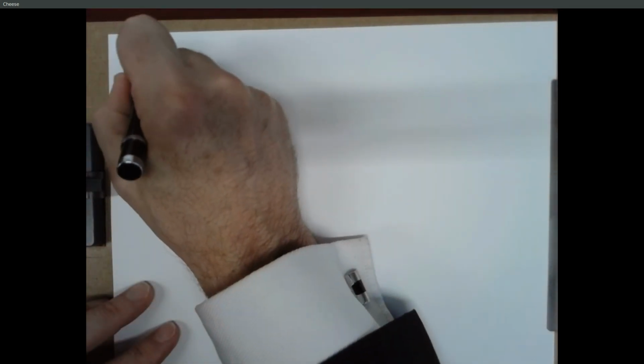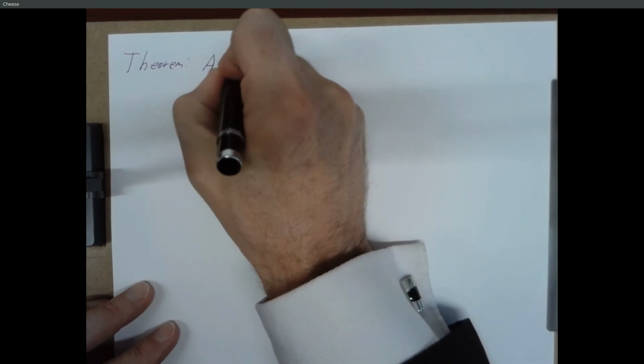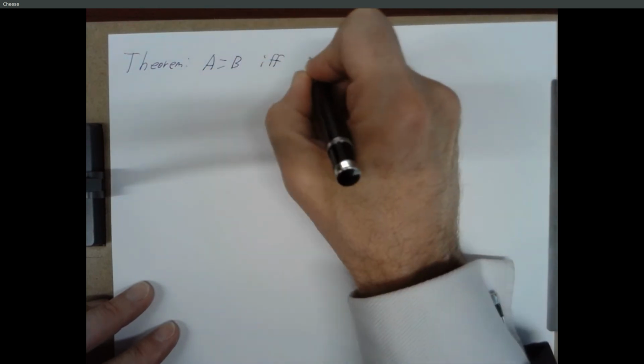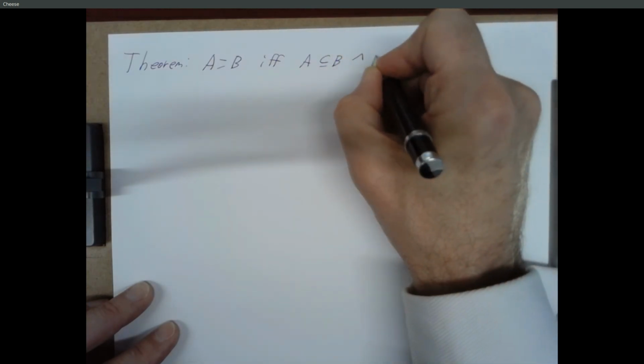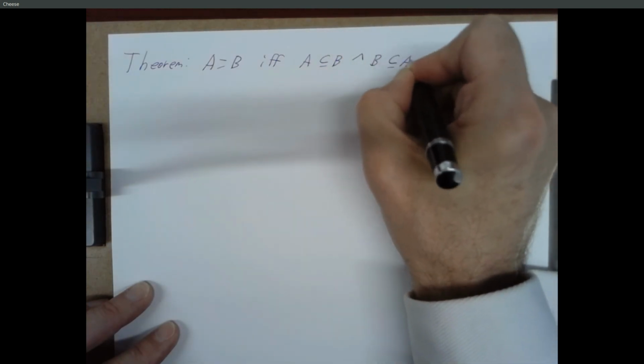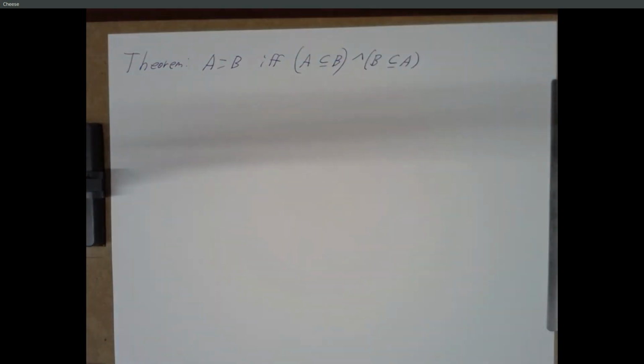Okay, let's do a theorem. Here's a fancy-ish looking theorem. A is equal to B if and only if A is a subset of B and B is a subset of A.